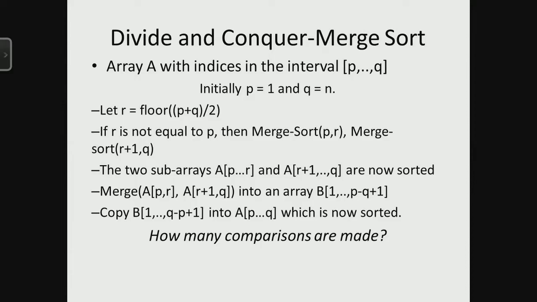We call a function called merge, which we will shortly discuss. The output of merge is to take these 2 sorted arrays and insert them into a third array, called B here. B contains all the elements of both the arrays, sorted in ascending order. Now, B is copied into the array p comma q, which is now sorted, and this is a description of the recursive algorithm. The natural question now is how many comparisons are made by this merge sort algorithm.